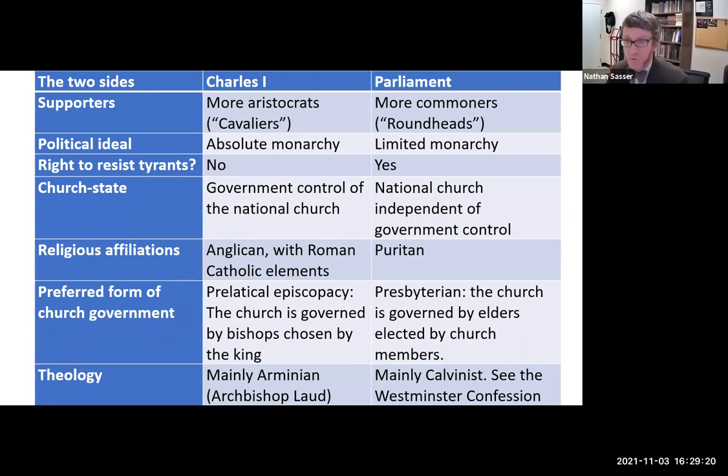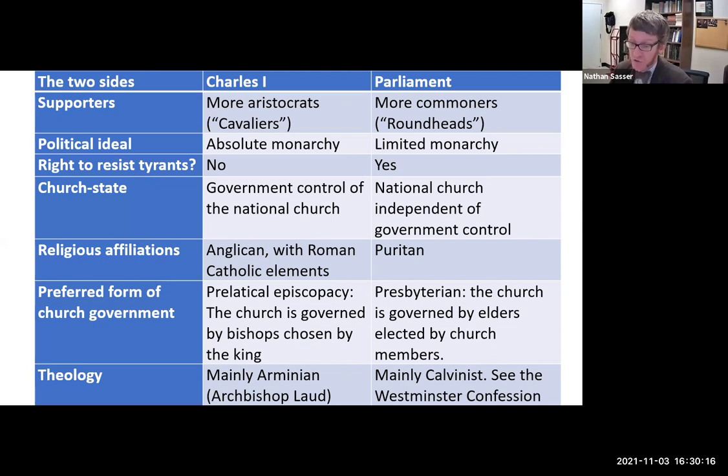Now, here's a quick rundown of the differences between the two sides. Charles I's base of support was the aristocracy, the landed gentry, called the Cavaliers. Parliament had some gentry on its side too, but its base of support was more with the commoners, nicknamed the Roundheads. Charles I believed in absolute monarchy, the idea that the king had total authority, unlimited, granted by God, not limited by the legislative branch of the government or even by the law. The parliamentarians naturally objected to this and believed in limited monarchy, where the parliament also had its own sphere of authority. Charles's side thought that it was always wrong to resist a king, even if he's a tyrant. The parliamentarian side thought that it was at least sometimes right to resist a tyrant.